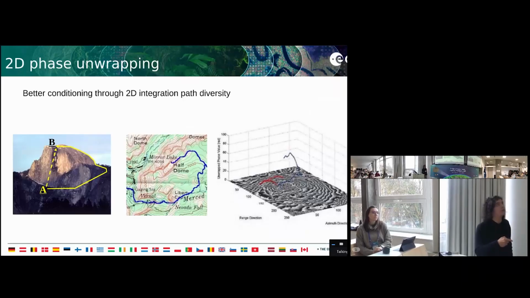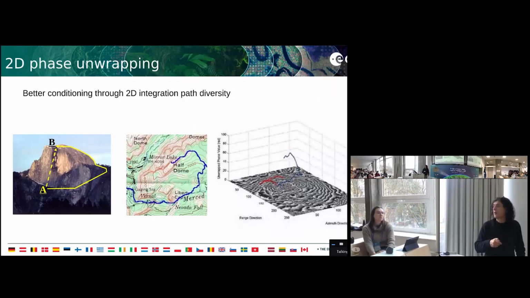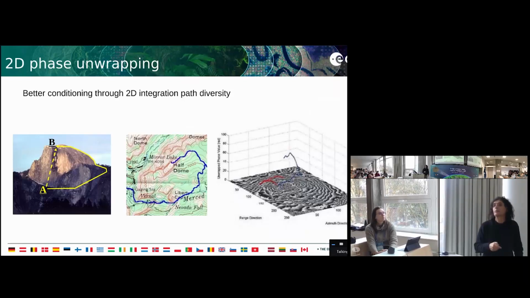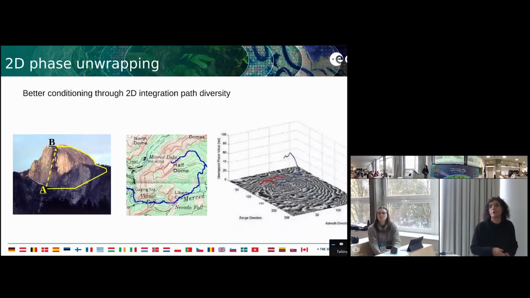And this allows you to detect erroneous points or paths that are likely to be better than others, so you want to avoid errors when you unwrap phases, okay?